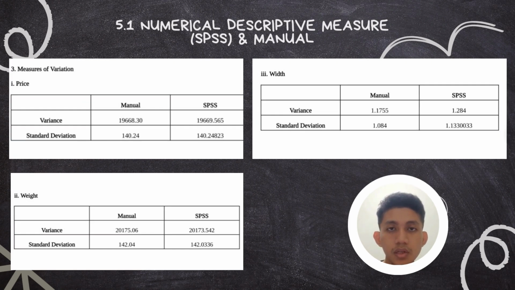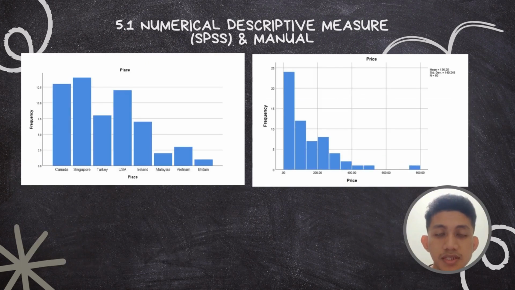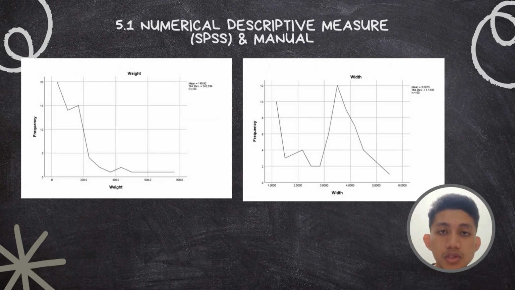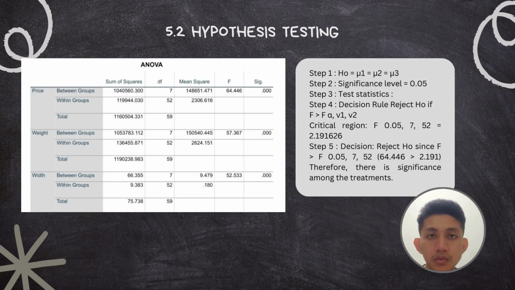And once again, all calculations for measure of variation are the same, by using SPSS. For graphical representation, we use a bar chart to represent the frequency of place, and we use a histogram to represent the frequency of price. And we use a polygon graph to represent the frequency of weight and width. And we use ANOVA for hypothesis testing.